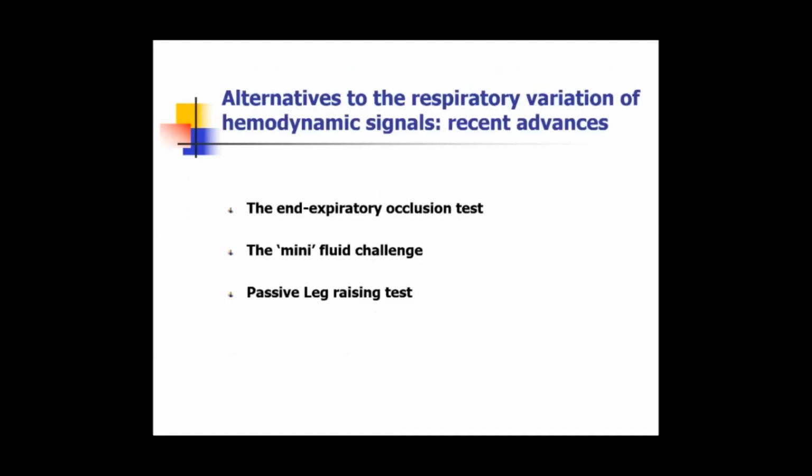So the next thing is the alternatives to the respiratory variation of hemodynamic signals. These include the recent advances which take away the effect of the ventilation variation and arrhythmias and all those things. So let's see how it is. There are three which have been described: the end-expiratory occlusion test, the mini fluid challenge test, and the passive leg raising test, which we have already discussed. That also comes into the category of alternatives to respiratory variation of hemodynamic signals for predicting fluid response.